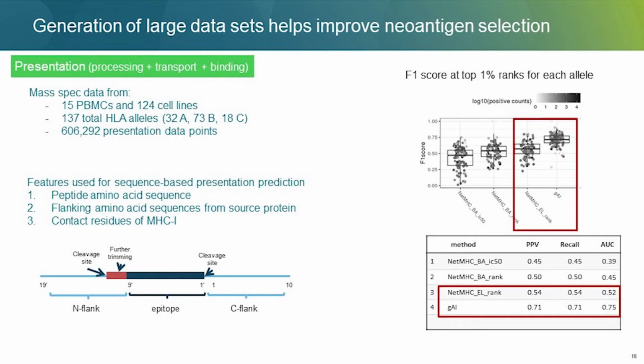Here, if we compare it to NetMHC, a method that is considered state-of-the-art and is available publicly, you can see that our GAI method is doing better in terms of area under the curve. For example, our GAI method is 0.75, while NetMHC is only 0.52. And with an area under the curve, we are really trying to aim for 1.